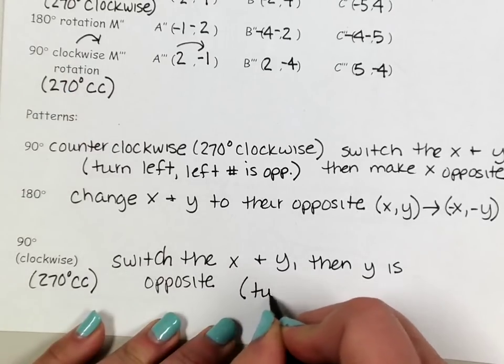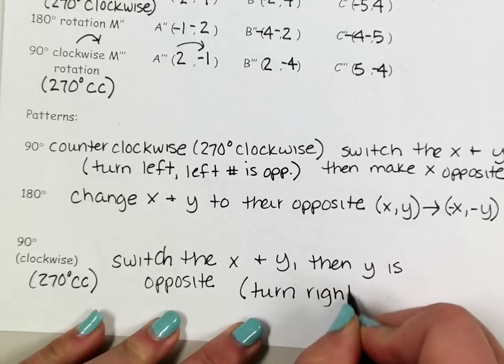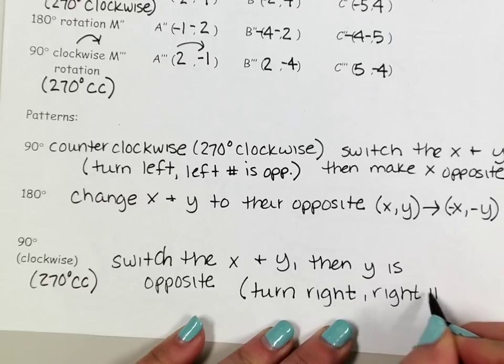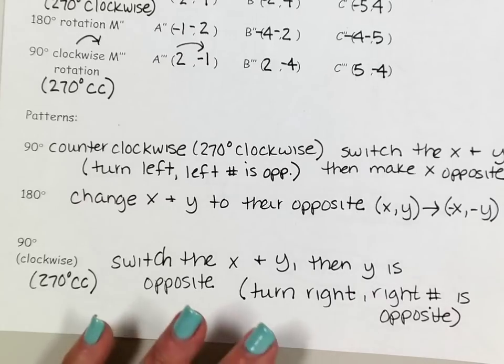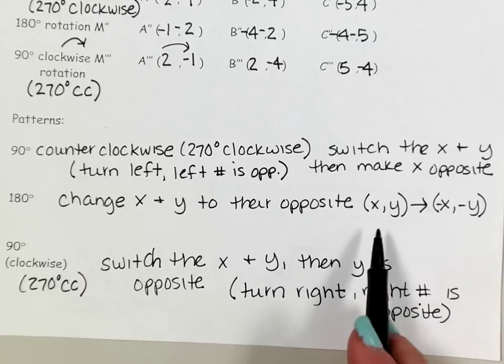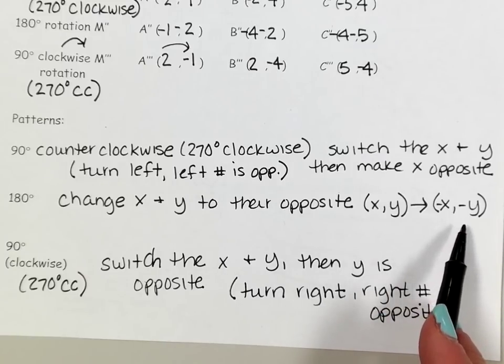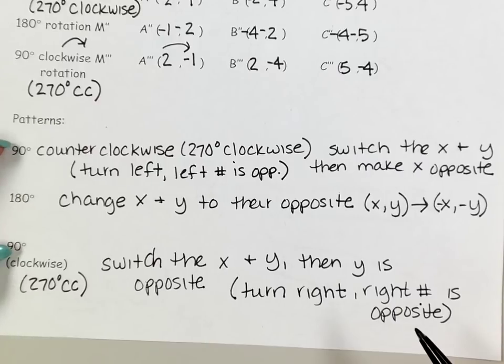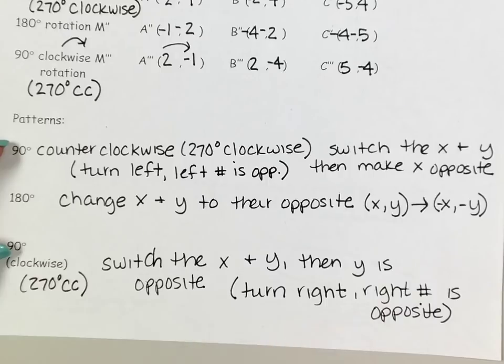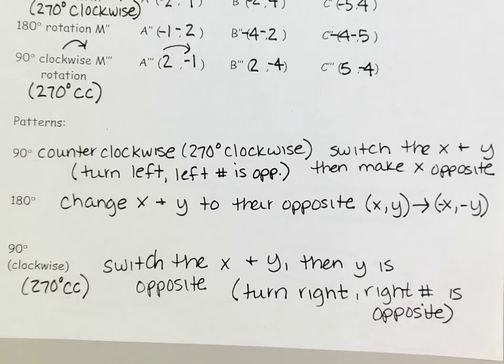So when you turn right, clockwise is turning right, the right number is opposite. Okay? So those are my rules. For 180, both stay in the same order, both signs change. For both 90s, doesn't matter which way you turn, you always have to switch the X and the Y. So I would do that first. Switch the X and the Y first. And then if you're turning left, the left is opposite. If you're turning right, the right is opposite. Okay?